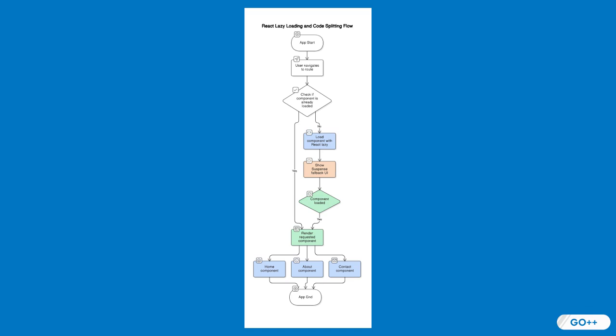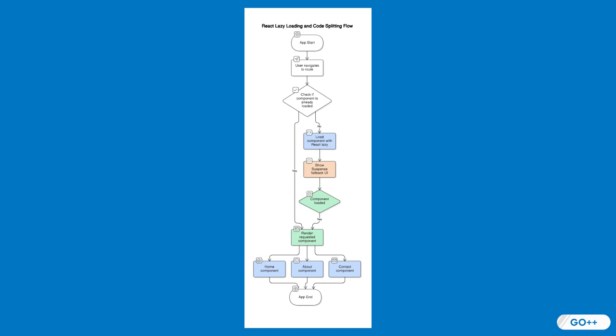Similarly, code splitting allows you to break down your application into smaller chunks. These chunks are loaded as needed, ensuring that users only download what is necessary at any given moment. This is achieved in React through dynamic import statements. Now, React.lazy is a function that facilitates code splitting by allowing you to render a dynamic import as a standard component. It defers loading until the component is required, streamlining the process.